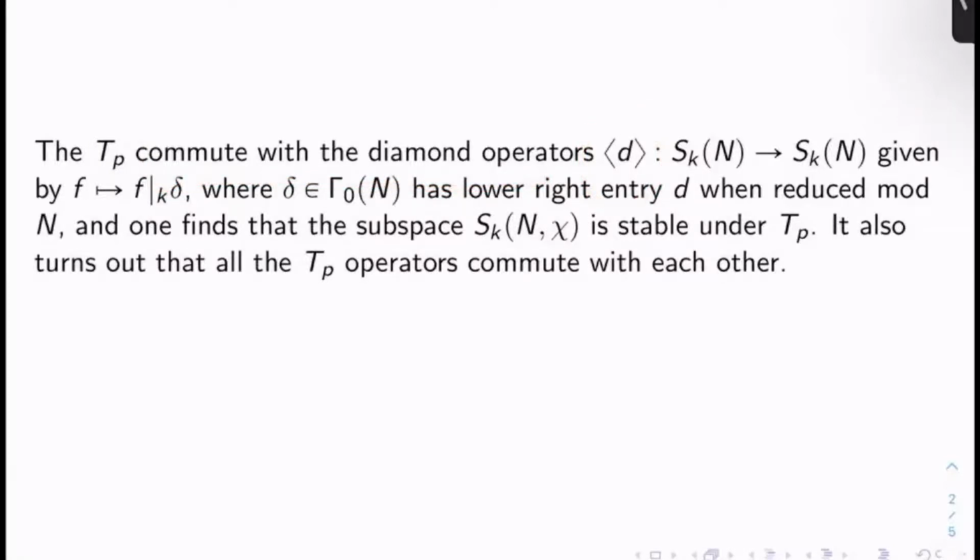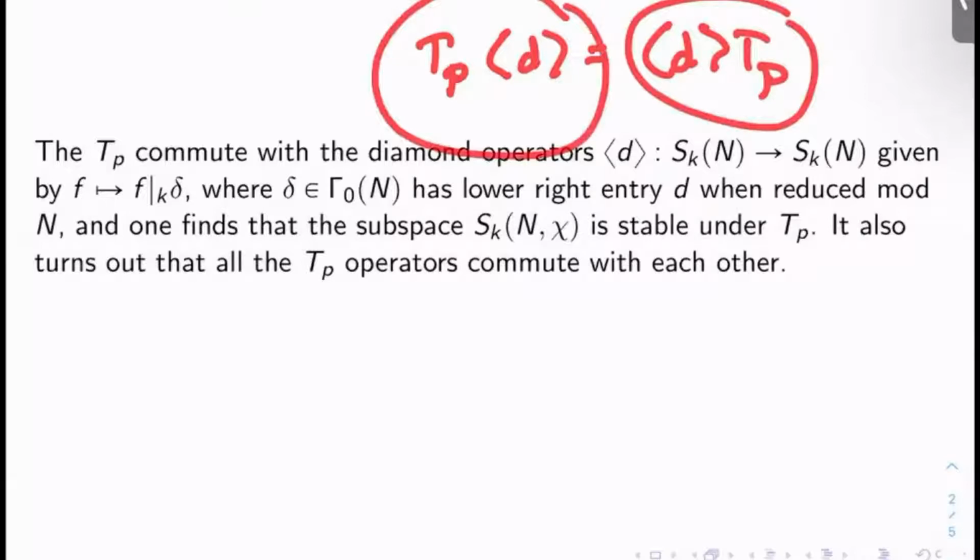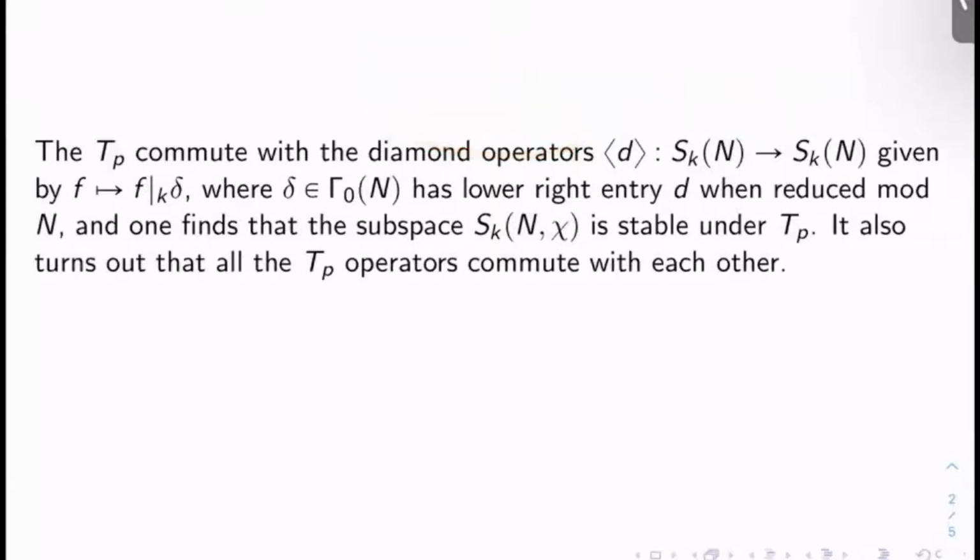The diamond operators are also written like diamond of d, where d is in (Z/nZ)^×. And they are operators from S_k(N) to S_k(N), just like the T_p are. The diamond operators are given by f maps to f bar sub k delta, where delta in Gamma_0(N) has lower right entry d when reduced mod N. Any matrix delta with that property will do. This map is well defined regardless of which matrix you pick. And so when I say the T_p commute with these, I mean that T_p diamond d equals diamond d T_p. I'm writing operator composition multiplicatively.